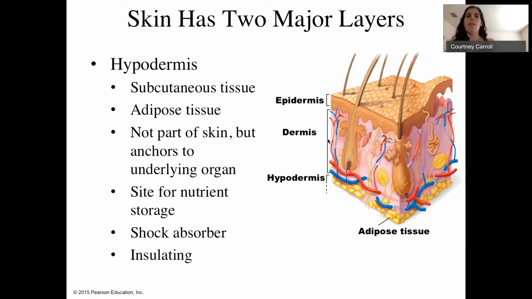Beneath that, we have our hypodermis, which is our subcutaneous or below the skin tissue, made of adipose tissue. Technically, again, it's not part of the skin, but it does help anchor the skin to the underlying organs, stores that fat, those nutrients, works as a shock absorber, and it helps insulate it, so it helps keep us warm.